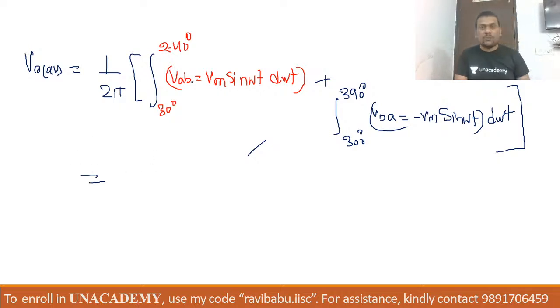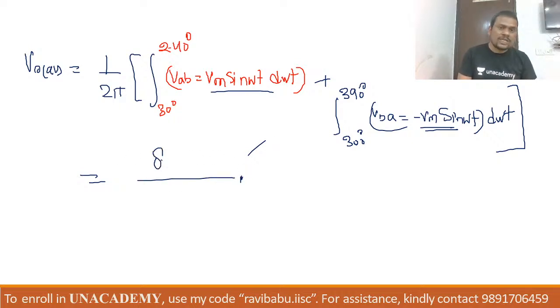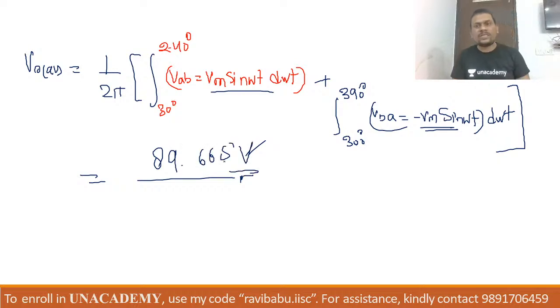Here, see this way, VAB is equal to Vm sin omega t, and VBA is equal to minus Vm sin omega t from the full wave rectifier concept. Now if you handle this equation in some way, then your value will come. Okay, so sure, thank you. So according to Jitendra, I am writing it is 89.665 volts.